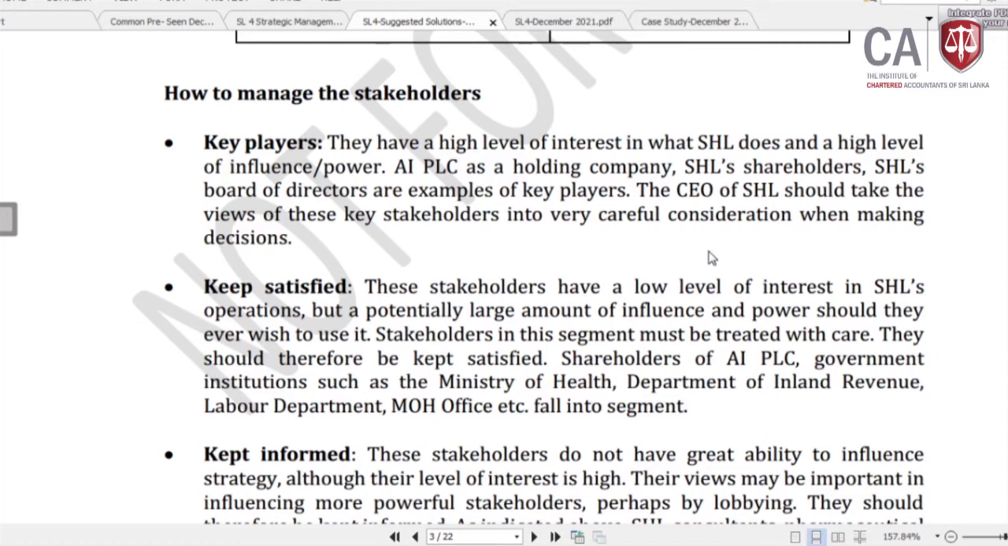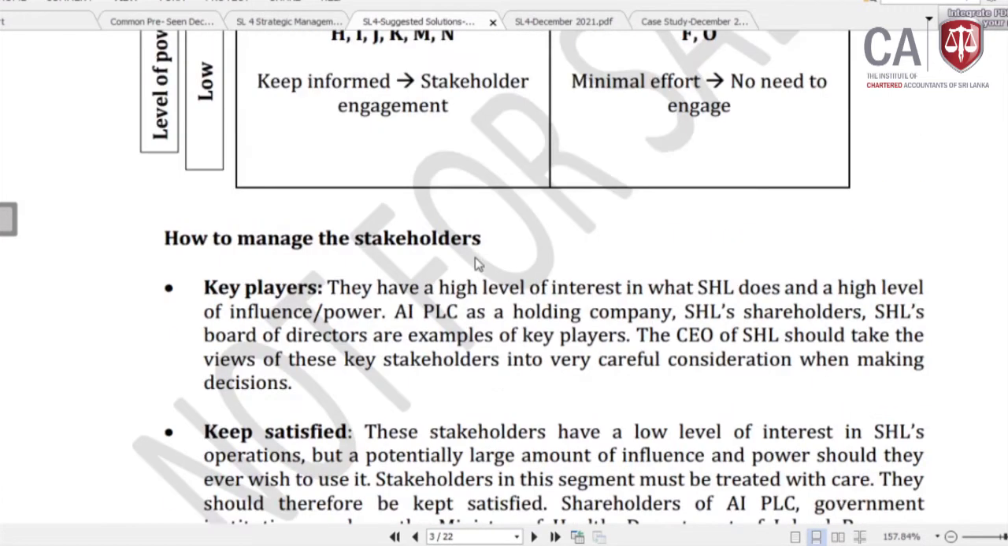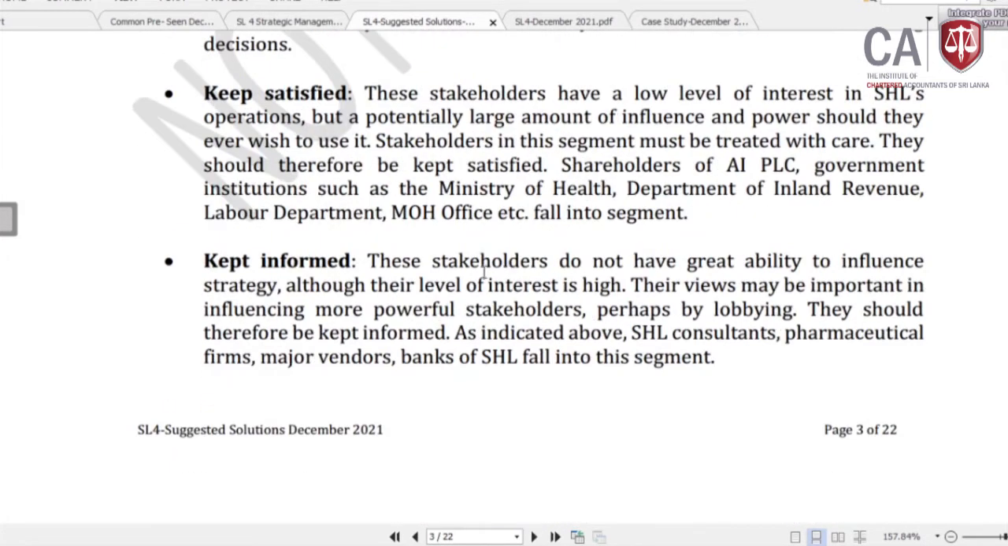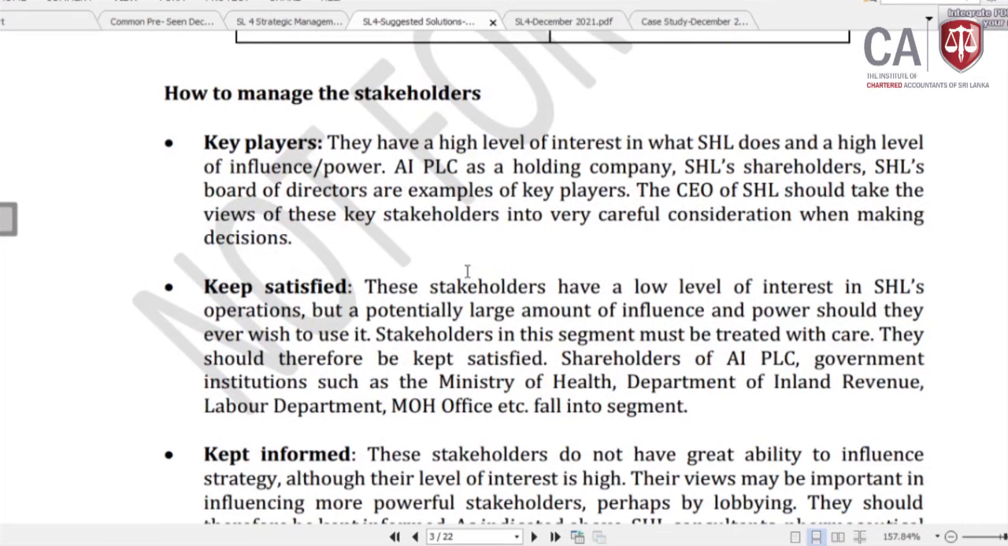The CEO of SHL should take the view of these key holders into very careful consideration when making decisions. So, you have to consider their views, and actually they should approve this. That is why we say accept, right. Then keep satisfied. These stakeholders have a low level of interest in SHL operation, but a potentially large amount of influence and power should they ever wish to use it. You explain that one, interest low, then power high.